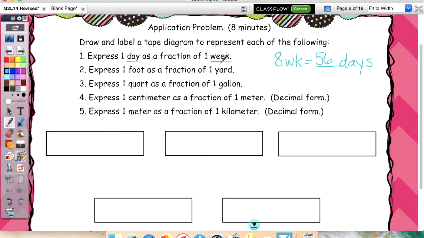What's the opposite of multiplication? Division. But I still have to multiply. So how can I still multiply but really divide? You're going to see.